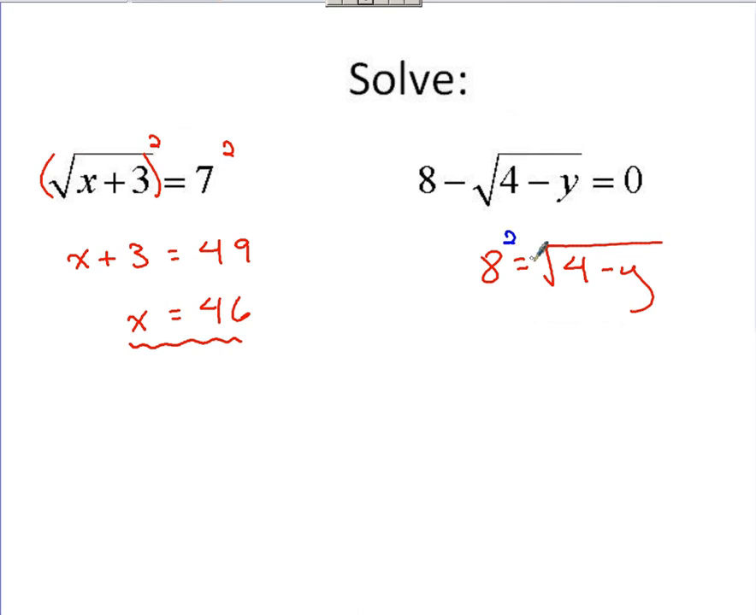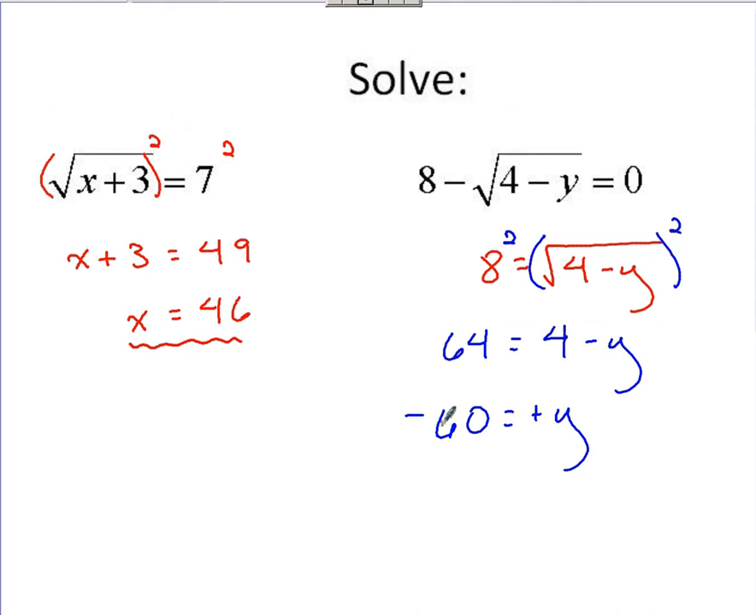Once the radical is isolated, square both sides. 8 squared, 64. Root's going to disappear. Got 4 minus y left. Could subtract 4 over, get 60. That equals negative y. Divide by the negative, y is going to be negative 60.